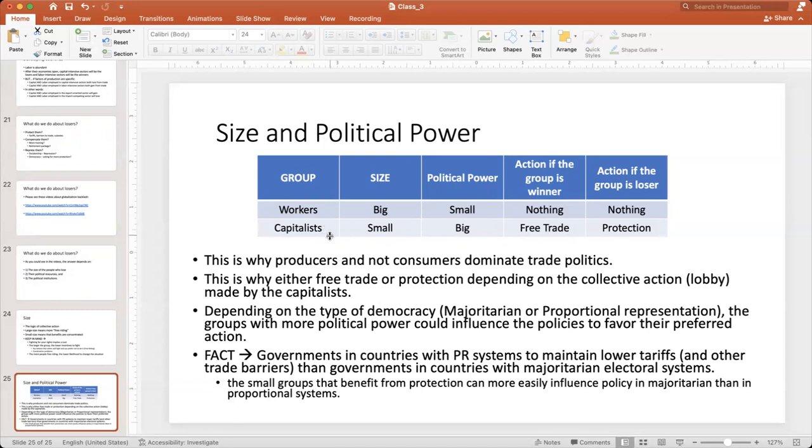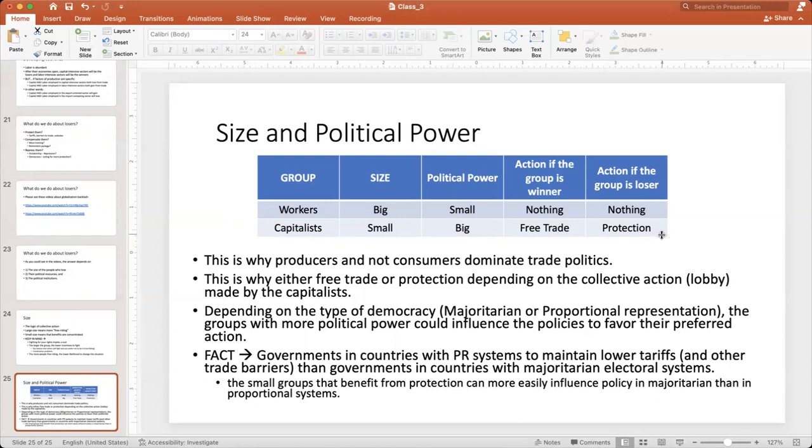If the capitalists are the winners, they will create an action for free trade. But if they are in a country in which labor is abundant, they will demand more protection. That's why producers and not consumers dominate trade politics. This is why we get either free trade or protection, depending on the collective action, which is lobby, made by the capitalists.